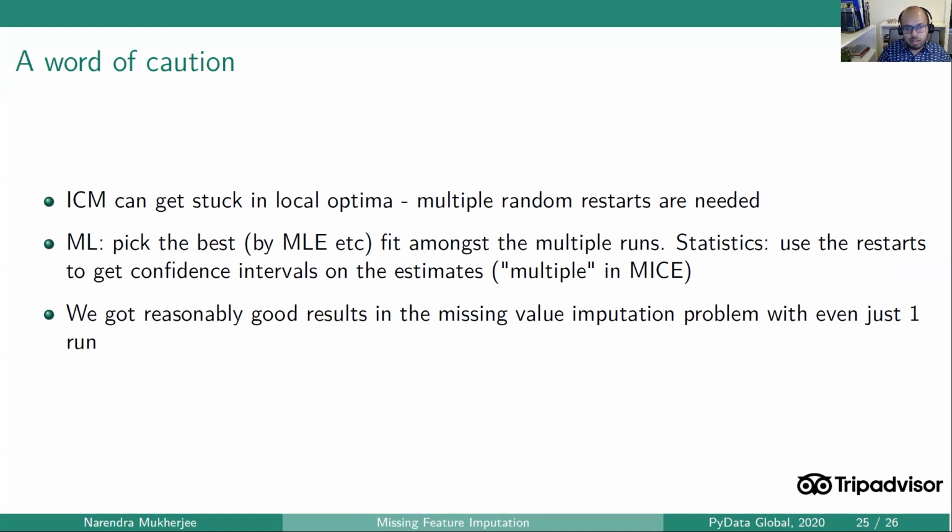as with any EM strategy, and that's why, as is standard in EM, you need multiple random restarts. And in the machine learning community, usually it's okay to just pick the best fit amongst the multiple runs as the one fit we will look at and feed into our later models. In statistics, the different restarts are used to get confidence intervals on the estimates. It's used kind of like a bootstrap estimate. And in our use case we got reasonably good results in the missing value imputation problem with even just one restart, with just one run of this model.